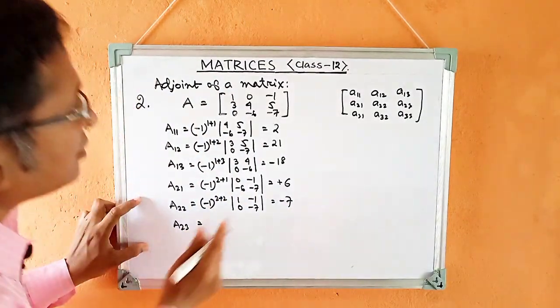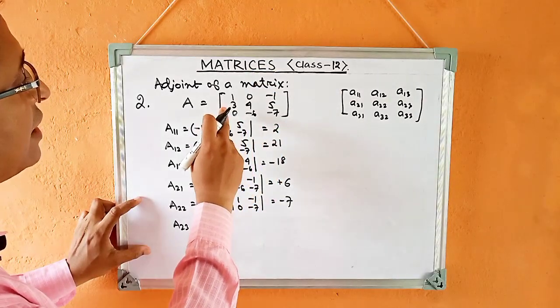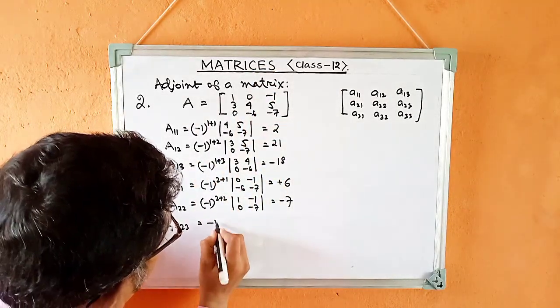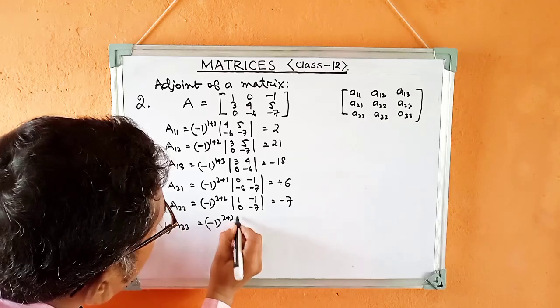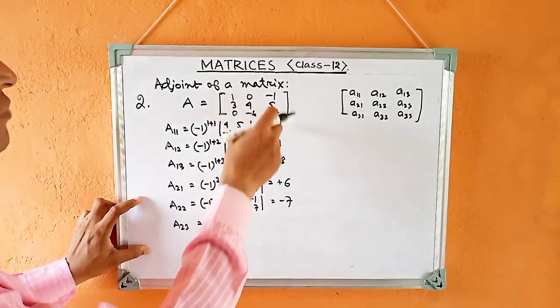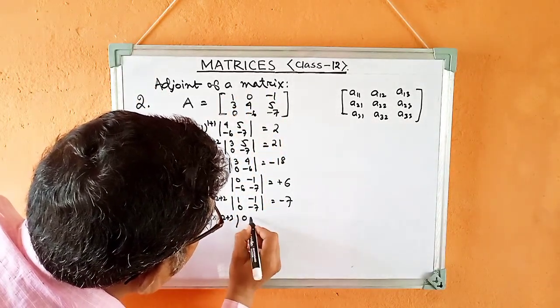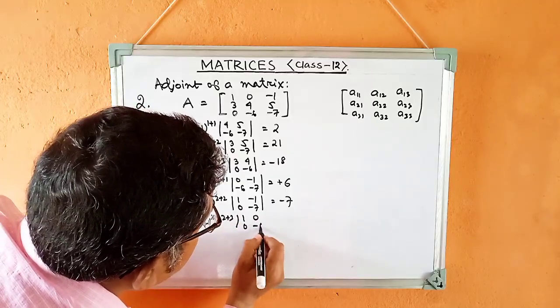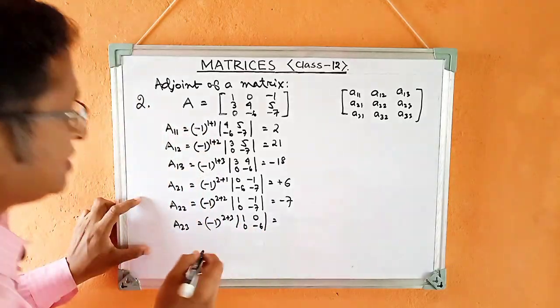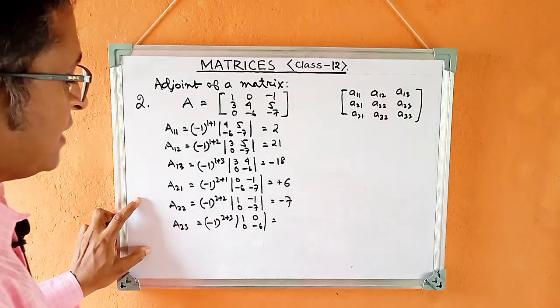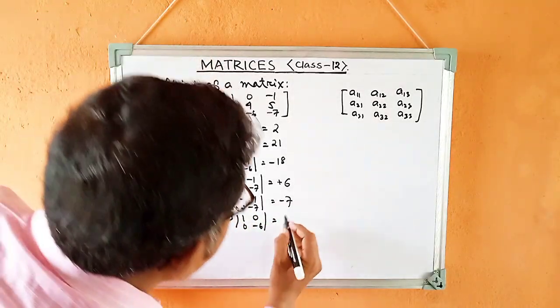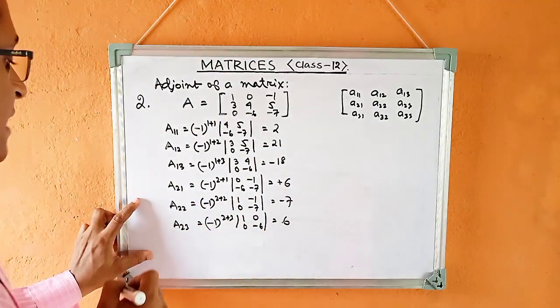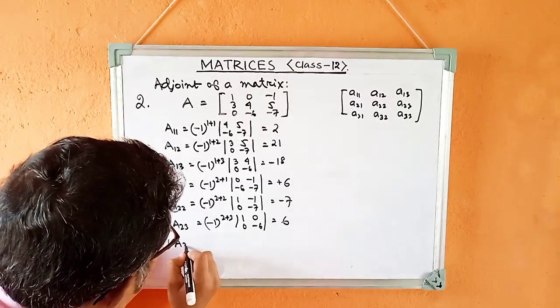Now A23, eliminate the second row, third column. So there is minus 1 to the power 2 plus 3, times the determinant of 1, 0, 0, minus 6. The answer is minus 1 to the power 5, that is minus, and here minus 6, so it is only 6. Clear? Next is A33.